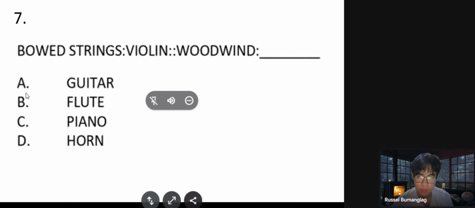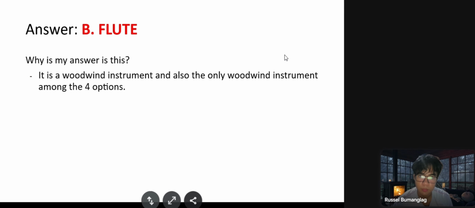For number 7, bowed strings is to violin and woodwind is to what? A. Guitar, B. Flute, C. Piano, and D. Horn. So my answer is letter B. Flute. It is a woodwind instrument and also the only woodwind instrument among the 4. So that's why I chose B.